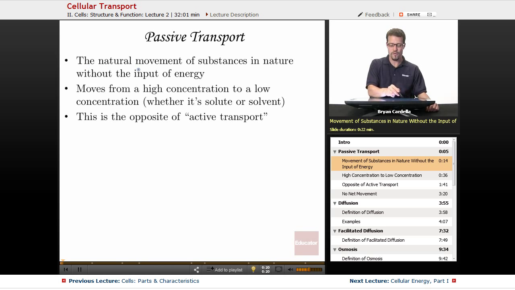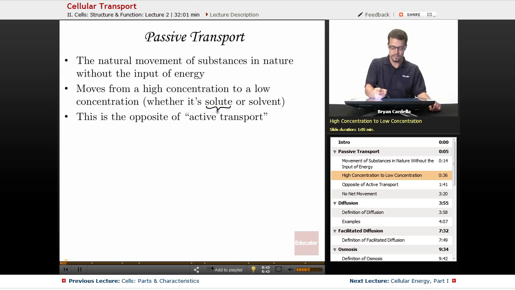So this is the natural movement of substances in nature without the input of energy. You don't need ATP. You don't need to force molecules against where they're going. It just happens naturally. And it's about particles bumping into each other and kind of spreading out over time. So it's movement from a high concentration to a low concentration, whether it's solute or solvent.